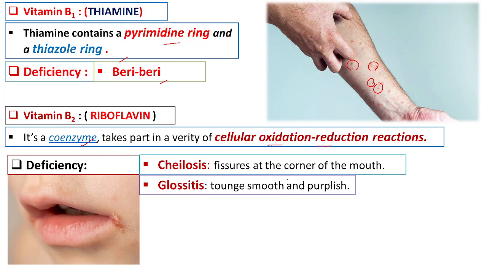Its deficiency leads to cheilosis, that means fissures at the corner of the mouth. So this type of appearance will occur due to cheilosis. And glossitis, that means our tongue will be smooth and purplish in nature. These are the deficiency symptoms of vitamin B2, riboflavin.